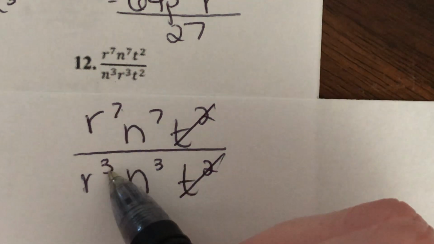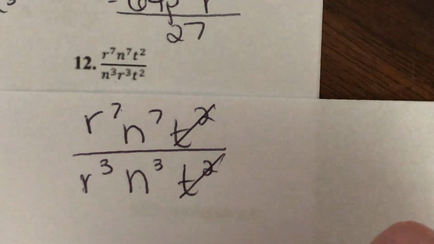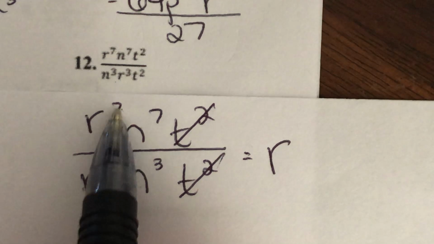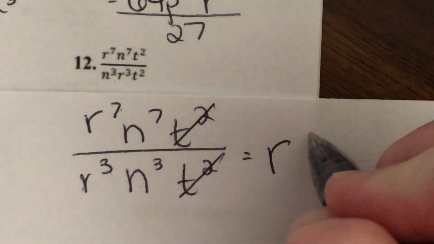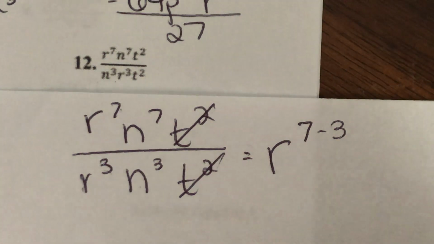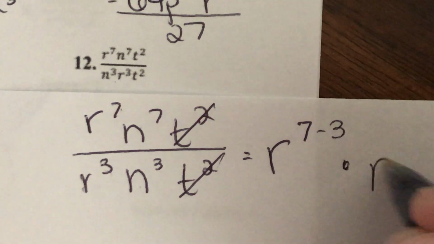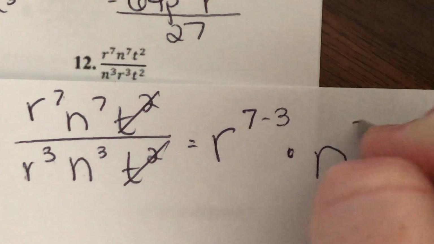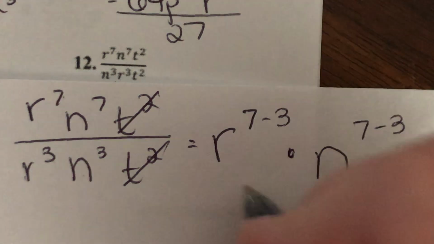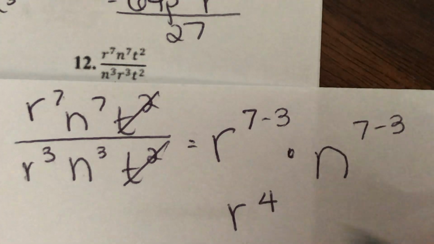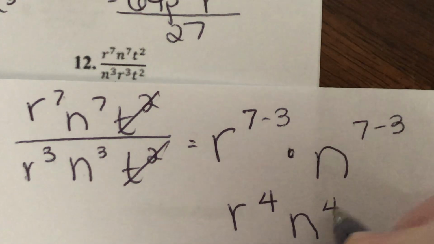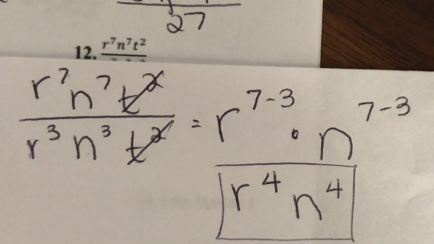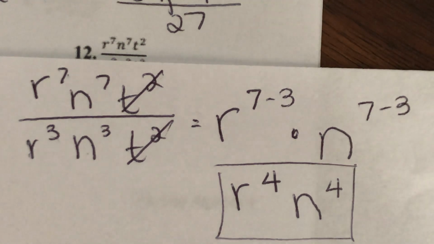Now 7 and 3 are not the same. They're not going to cancel each other out. So I'm left with a base of R, and since they're being divided, I'm going to subtract the exponents. And then times a base of N, and since it's being divided, I'm going to subtract exponents. So that's R to the 4th times N to the 4th. That's our answer. Good?